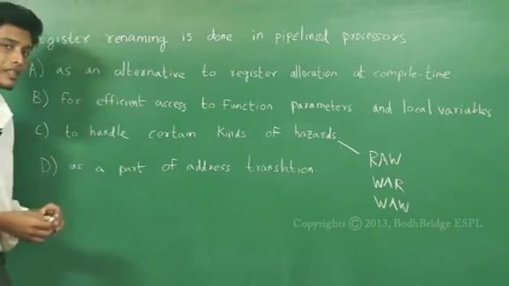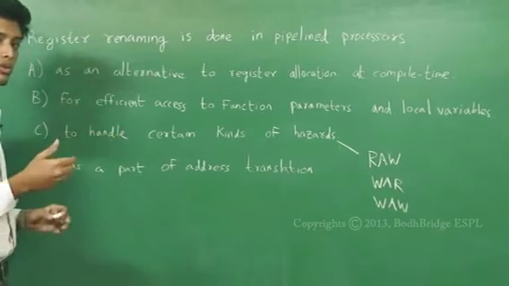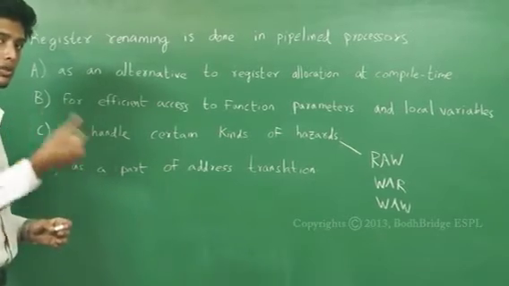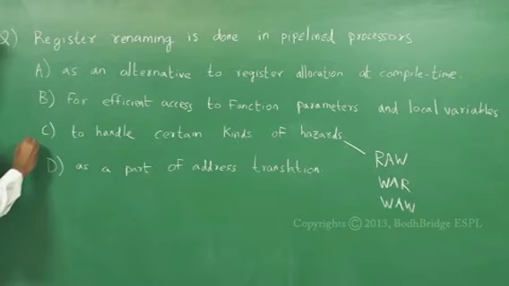Option D, as a part of address translation. Address translation is basically to reuse addresses. It's like network address translation protocol where we use a mechanism to reuse IPv4 addresses. Again, this has nothing to do with register renaming. So option C is the right answer.